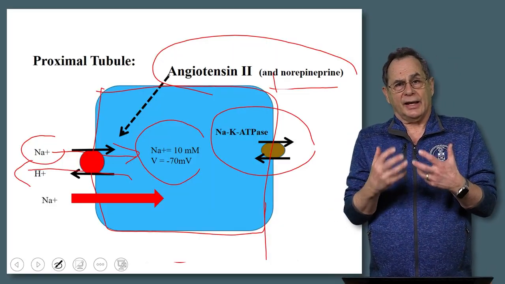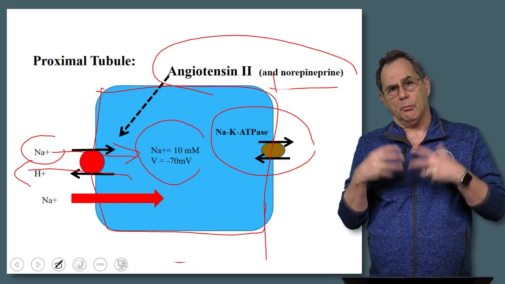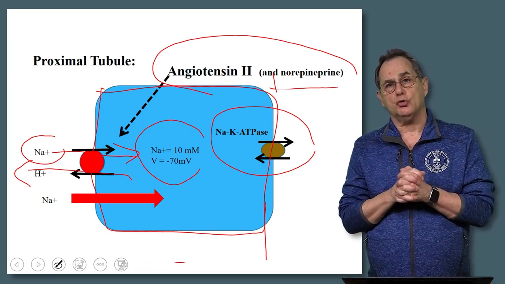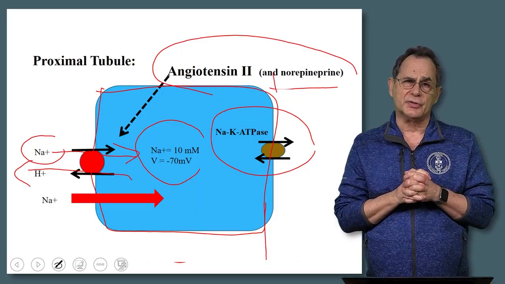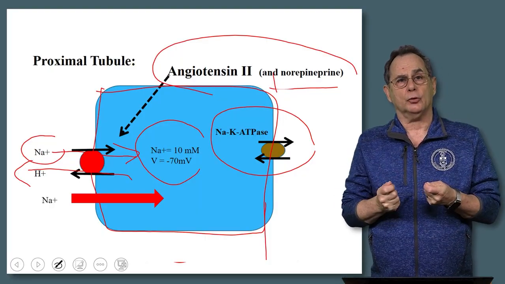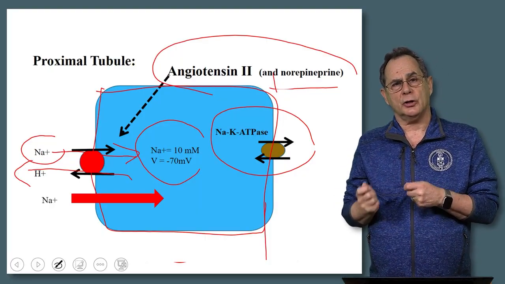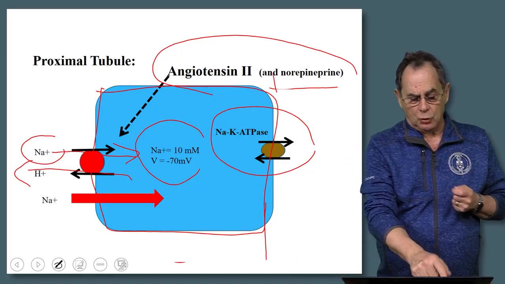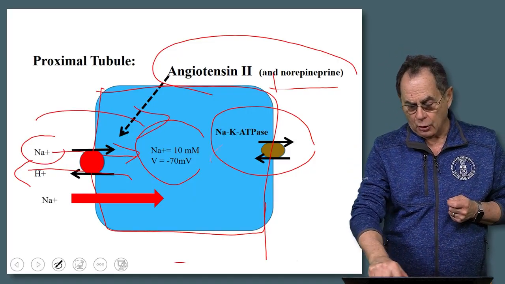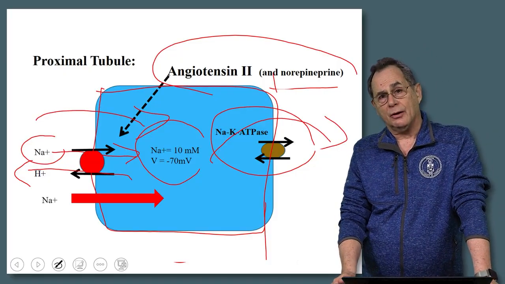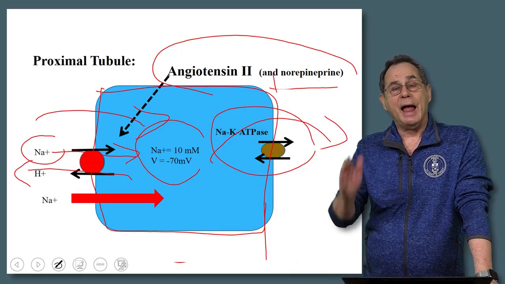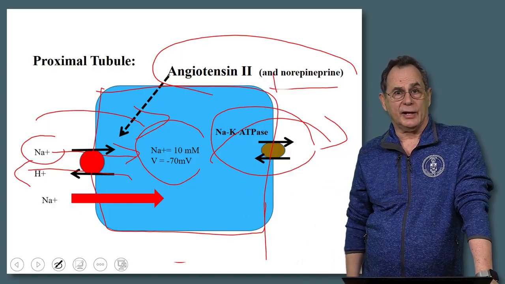So you can imagine a proximal tubule cell bathed in angiotensin II and increased norepinephrine because the sympathetic nervous system is activated. It will rev up, if you like, sodium-hydrogen antiporter activity and move more sodium into the cell, where it will then be summarily pumped out across the basolateral membrane and reabsorbed in the peritubular capillary.